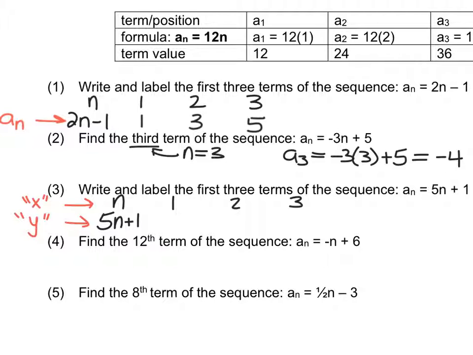So if I were to plot these points, so (1, 1), (2, 3), and (3, 5), on a set of coordinate axes, I would not draw a line through them. Unless you can tell me what the 1.5th term would look like.